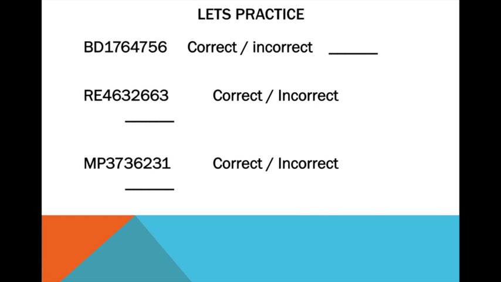Let's practice. Is this the correct DEA number? Is this the correct DEA number? What about this one? Go ahead and put the video on pause and try to do these yourself. For the first one, the last digit is 6, so that would be a correct DEA number. The second one, the last digit should be a 1, so that is an incorrect DEA number. This last one, when you add those up, it should be 0, which is also an incorrect DEA number.